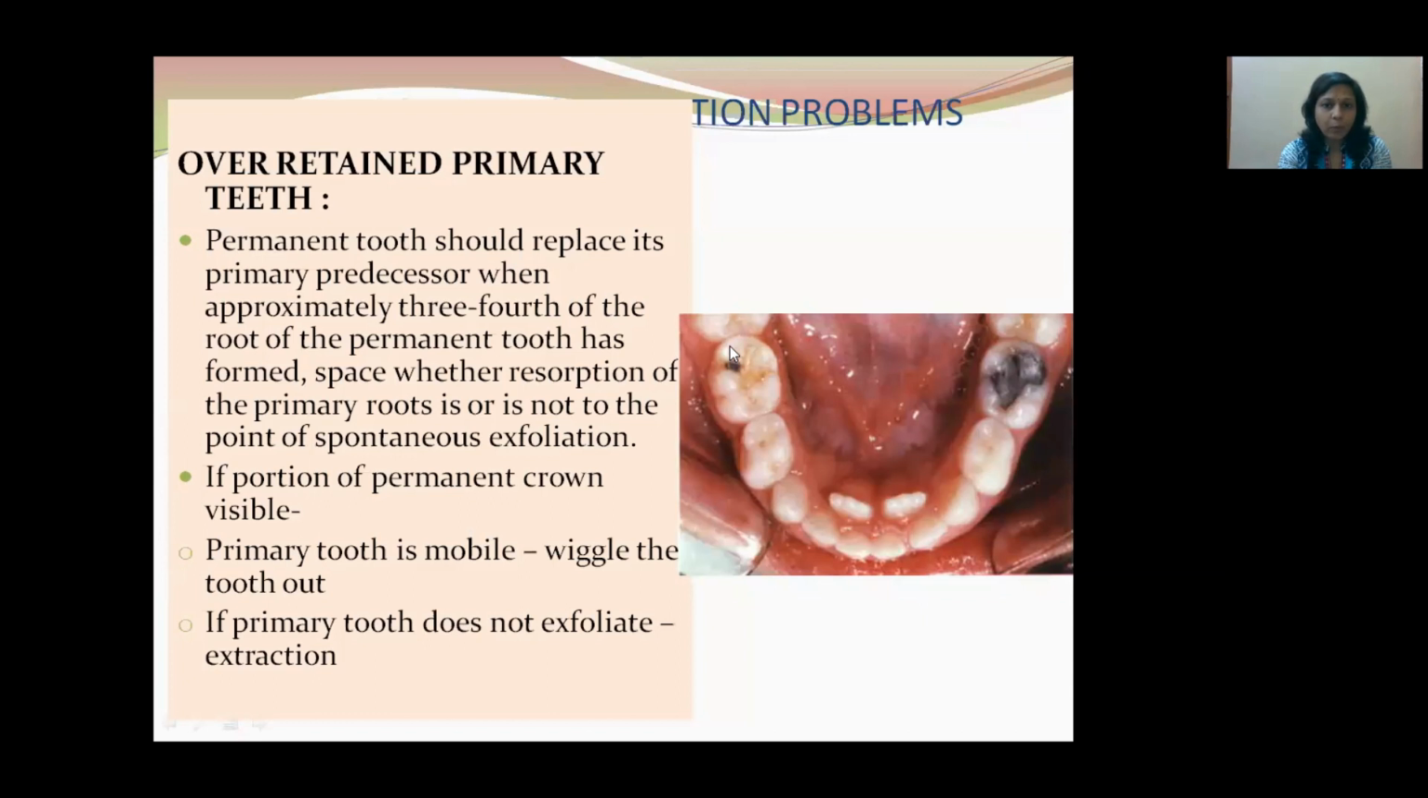Some tooth eruption problems may be intercepted at a proper time to restrain the malocclusion from becoming more severe. We have to look after the over-retained primary teeth, because permanent teeth should replace their primary predecessors when approximately 3/4 of the root of the permanent tooth has formed, where the resorption of the primary root is or is not the point of spontaneous exfoliation. If a portion of the permanent crown is visible and the primary tooth is mobile, wiggle the tooth out. If the primary tooth does not exfoliate, extraction of the primary tooth is mandatory at this point.